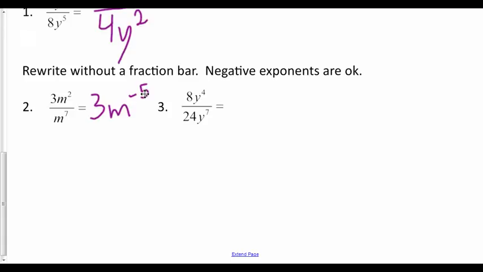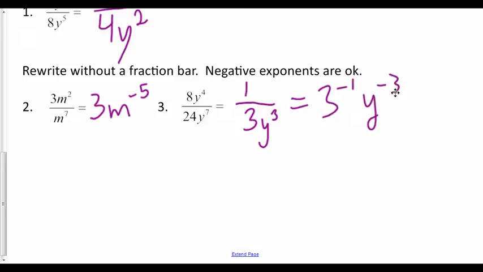Okay, and then 8y to the 4th over 24y to the 7th. Well, let's just look at what happens if I simplify this. 8 over 24, that's 1/3. Y to the 4th over y to the 7th, 4 y's cancel out in the numerator and 4 y's cancel out in the denominator, leaving me with 3 y's in the denominator, but I don't want to have the fraction bar, right? So I need to push all of this stuff in the denominator up to the numerator. So this is going to become 3 to the negative 1 power, y to the negative 3rd. Those two are equivalent.